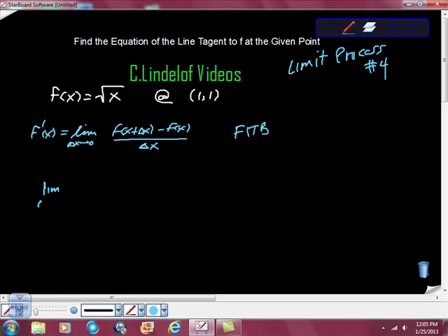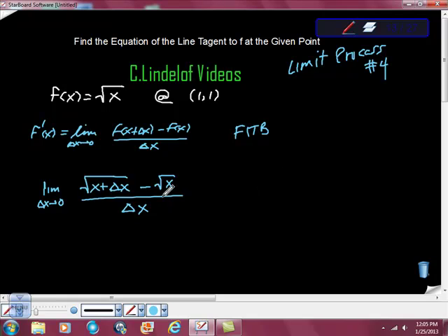I have to write the limit again: the limit as the change in x goes to 0 of square root of x plus change in x, right? Minus square root of x, all over change in x. Anybody know what we're going to use here? I'm not going to partition. I'm going to use a conjugate.